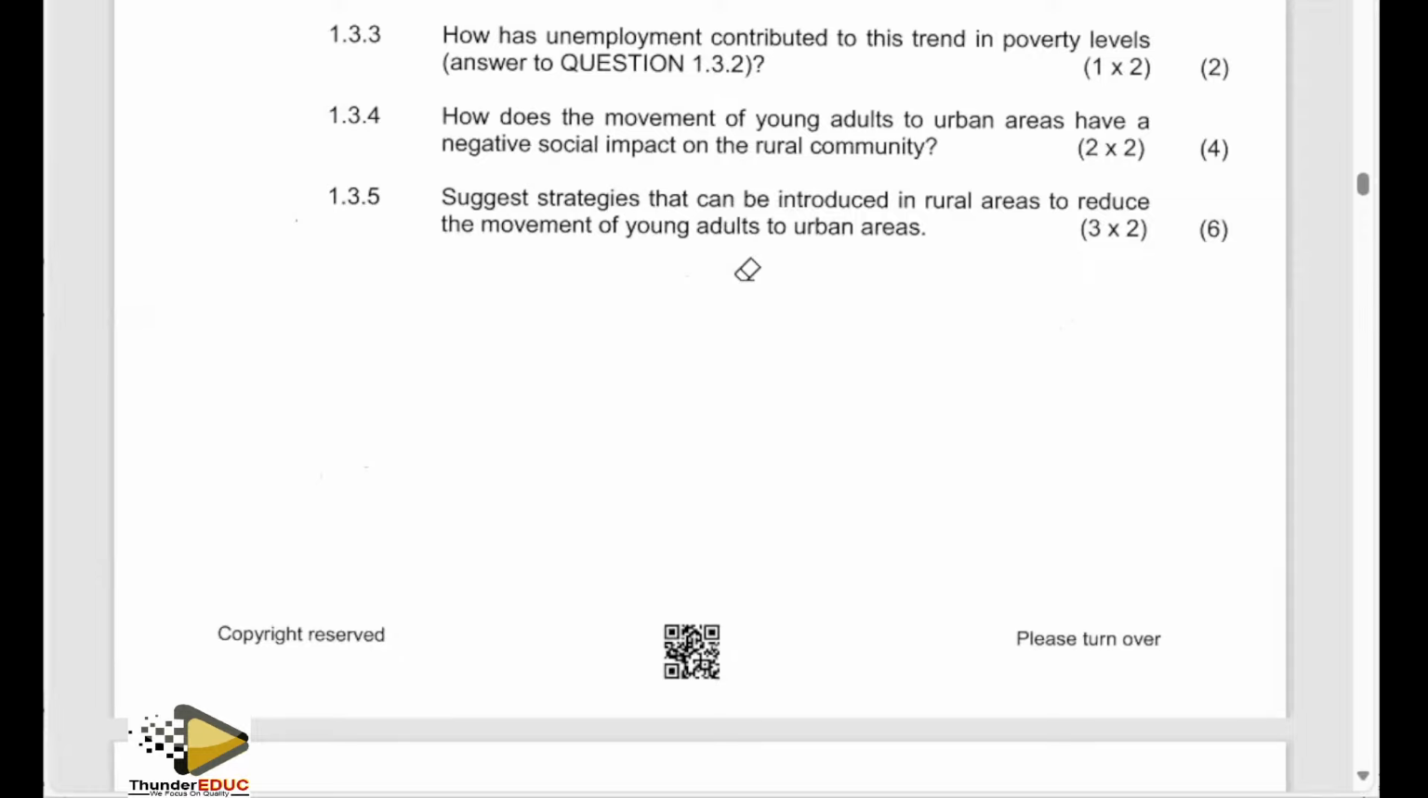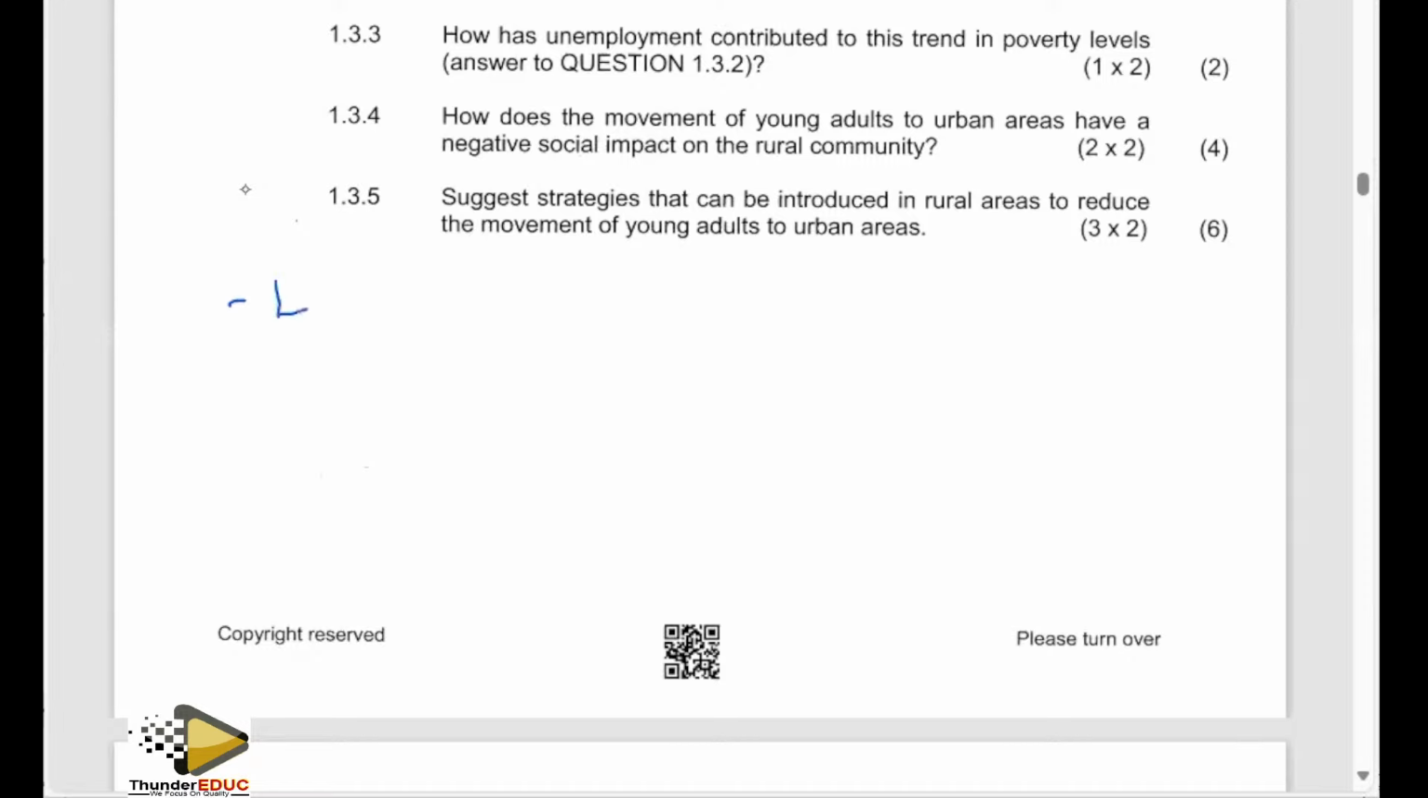Suggest strategies that can be introduced in rural areas to reduce the movement of young adults to urban areas. We are looking at sustainable strategies that can be implemented to reduce the trend of rural-urban migration. And this must be introduced in the rural areas. There are so many strategies. We're not going to exhaust them. Just going to highlight some of them.